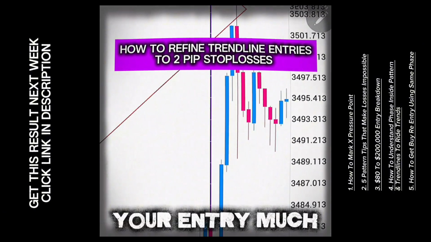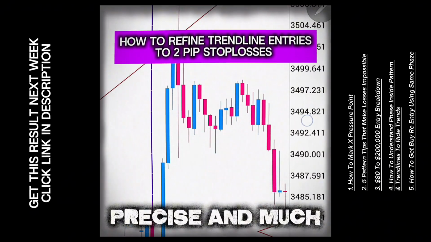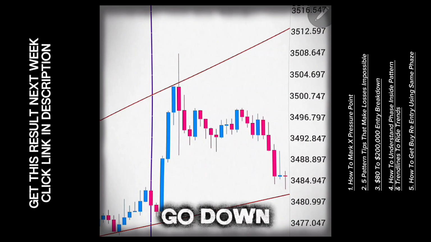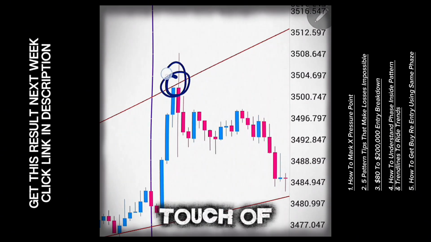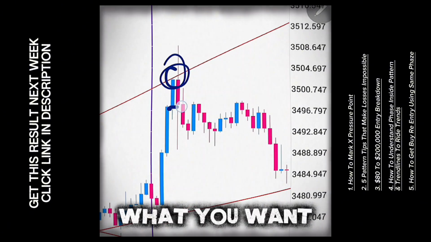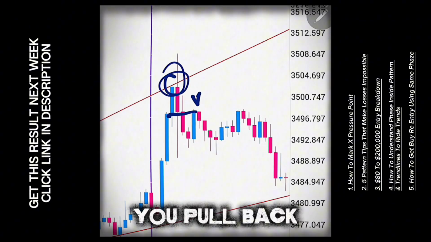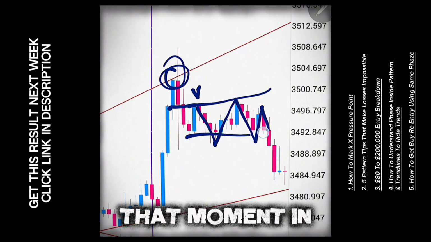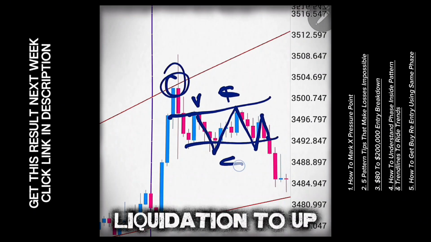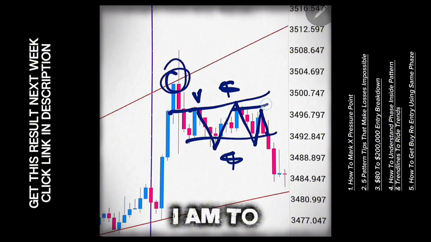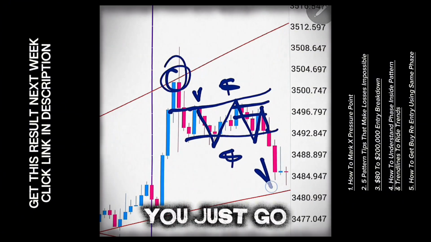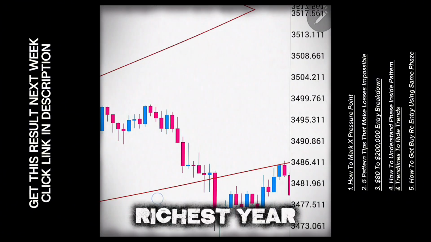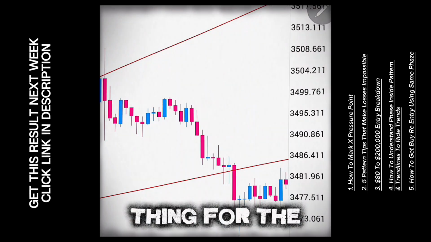If you wanted to make your entry much more sniper, much more precise, and much more refined, you want to go down to the 15-minute time frame, and that's the touch of the trend line. And basically what you want to do is that when price has given you a pullback there, you want to literally sell at that moment in time. So you don't want to really wait for the liquidity to form first. Instead, you just go in at the retest there.